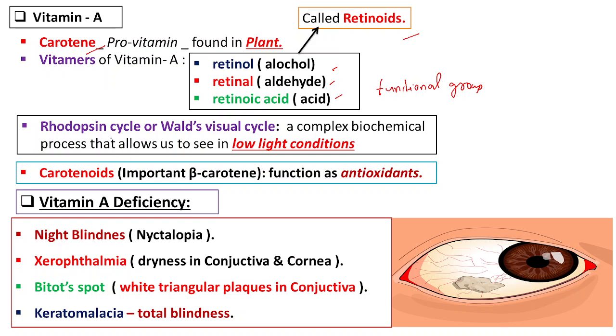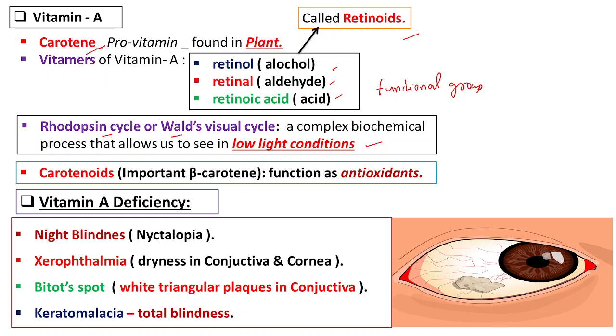Here one question will be formed as a one-liner: rhodopsin cycle or Wald's cycle is related to which vitamin? We can say vitamin A. Why? This is a complex biochemical process that allows us to see in low light conditions. This process explains how a human being can see an object in low light conditions. That cycle is called the rhodopsin cycle or Wald's visual cycle.